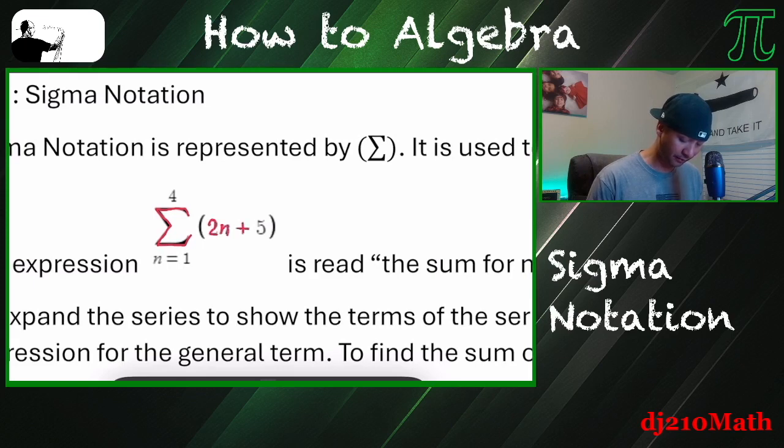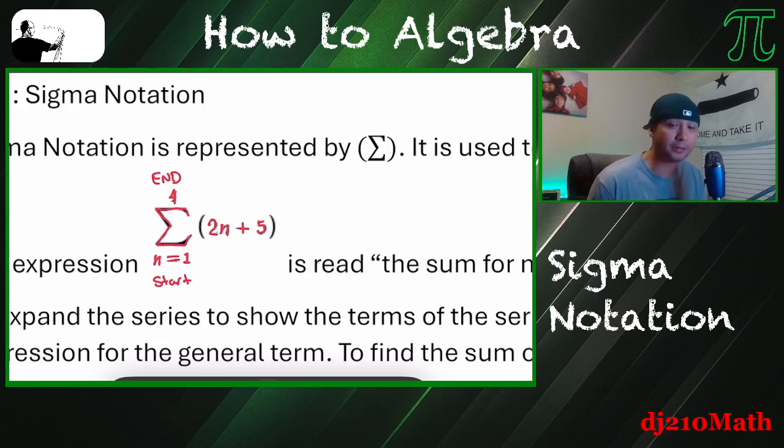2n plus 5 for n equals 1 all the way to n equals 4. So from n equals 1 to n equals 4, we want the sum of 2n plus 5, where you take 1, 2, 3, and 4, right? So this is where you start, and this is where you end. And then you utilize every n value in between the start and the finish, or the top and the bottom, or however you want to look at it. But you always start at the bottom number, and then you go to the top number.